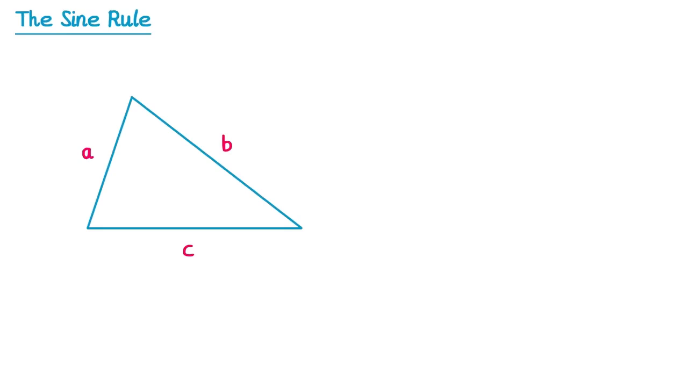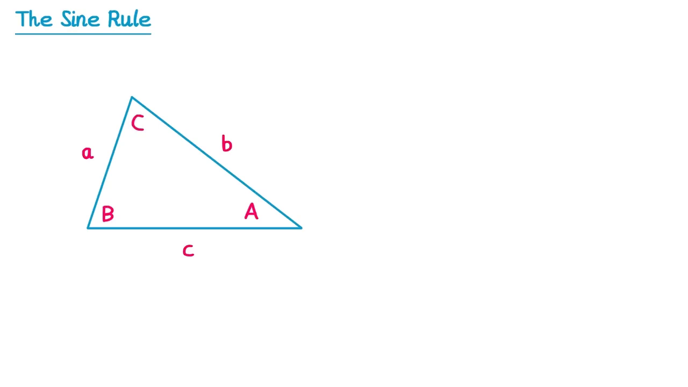So opposite the side which is labeled A, we're going to put an angle A as well, but we'll use a capital letter, so that we know that the angles are capitals and the sides are lowercase. Opposite the side B, we'll have angle B, and again we use a capital. And then opposite the side C, we have capital C for this angle.